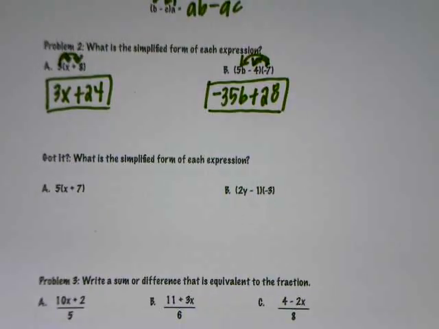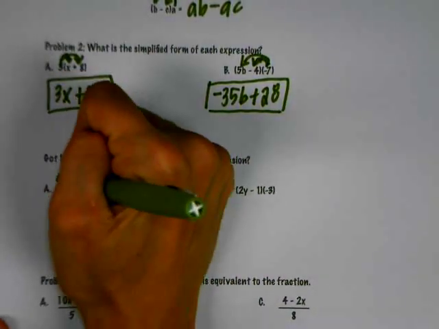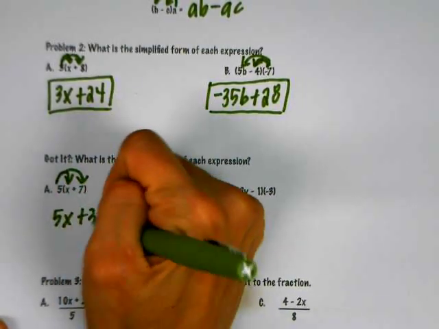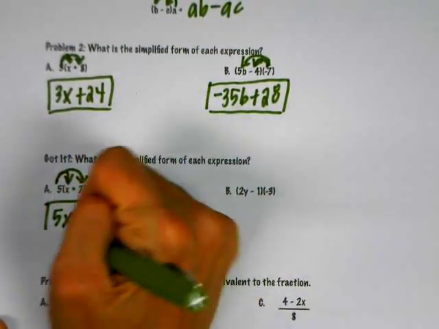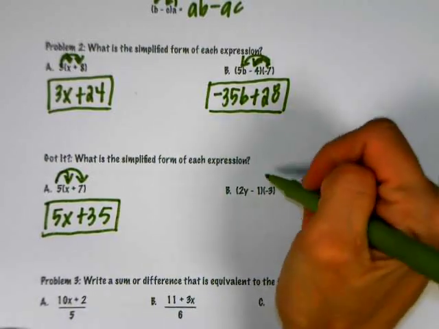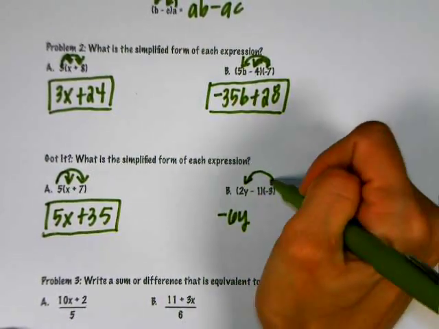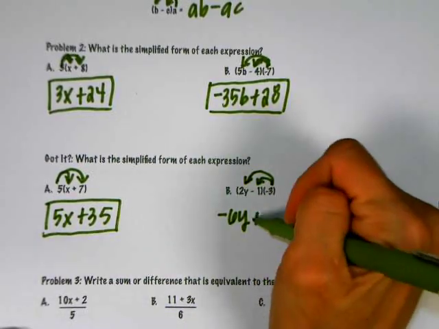All right, for the got it, you would do 5 times x is 5x, and 5 times 7 is 35. And then on B, negative 3 times 2y is negative 6y. Negative 3 times negative 1 is a positive 3, so plus 3.